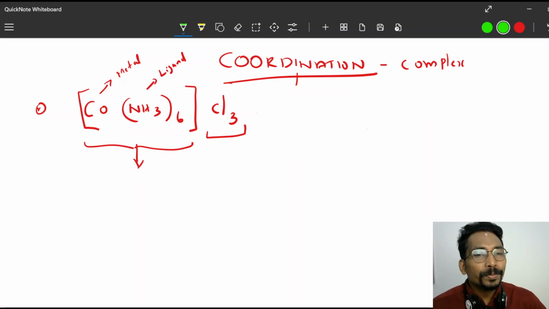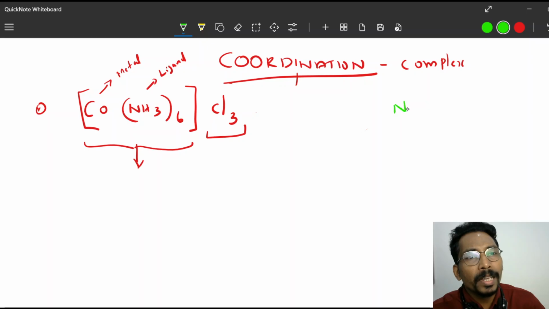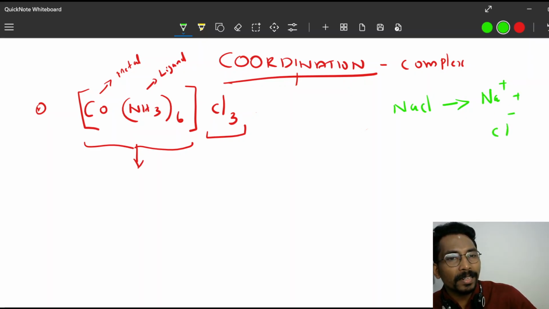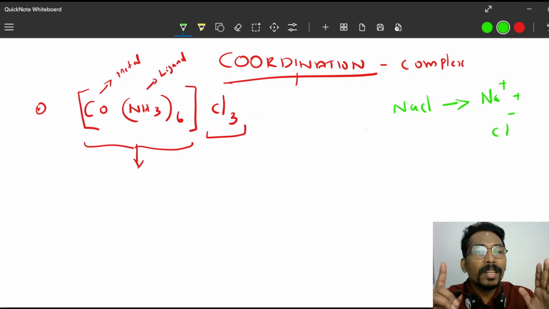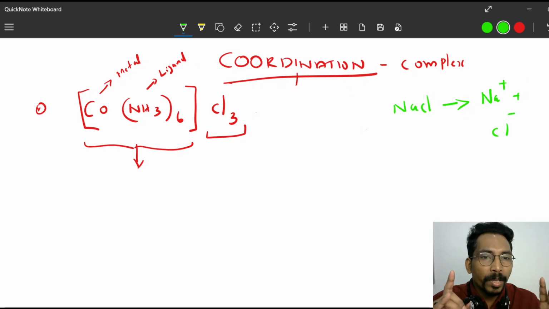Listen, you know ionic compounds. Ionic compounds you can split into two or more ions, negative and positive ions. For example, a very simple example, NaCl. NaCl is an ionic compound. You can break this ionic compound into Na plus ion and Cl minus ion. That means in an ionic compound, equal numbers of positive and negative charges should be there, so the compound is neutral as a whole. That's the concept. So the same thing you can apply here.